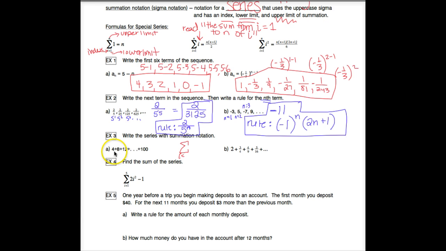So let's look and see what these numbers have in common. 4, 8, 12, all the way up to 100. Well, the first thing that comes to my mind is that they're multiples of 4. 4 times 1, 4 times 2, 4 times 3. And 100 is also a multiple of 4. It's 4 times 25.